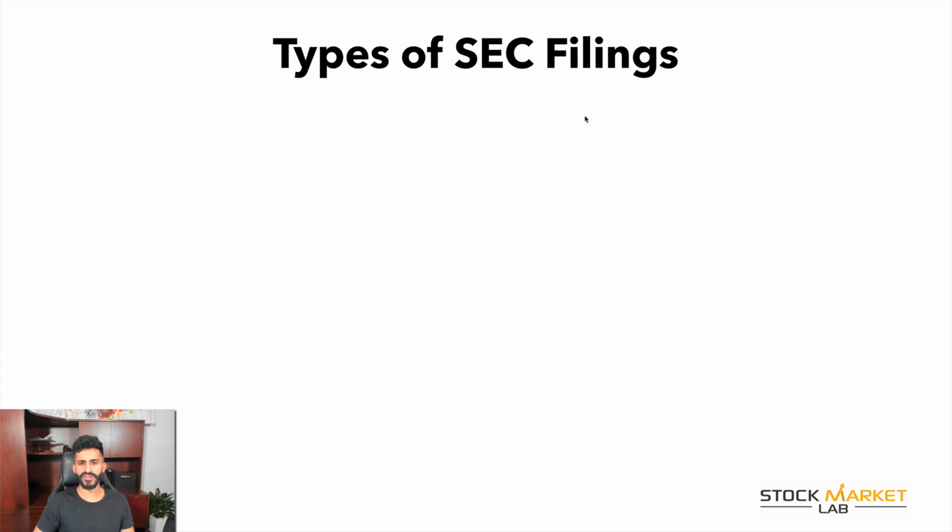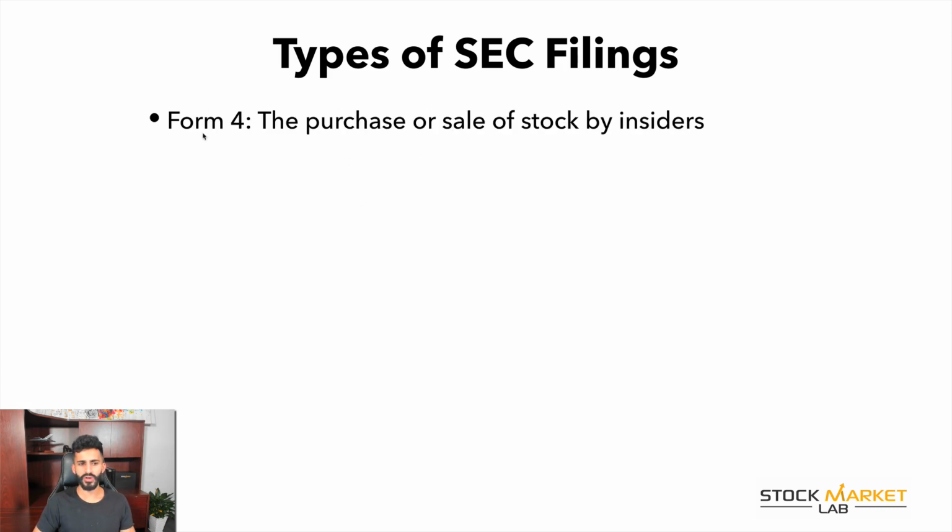Now, some other types of SEC filings are something called a Form 4. This is the purchase or sale of stock by insiders. So if a company insider is purchasing or selling a stock, he or she needs to file something called Form 4. Basically, they need to let investors know that an insider is buying or selling shares.